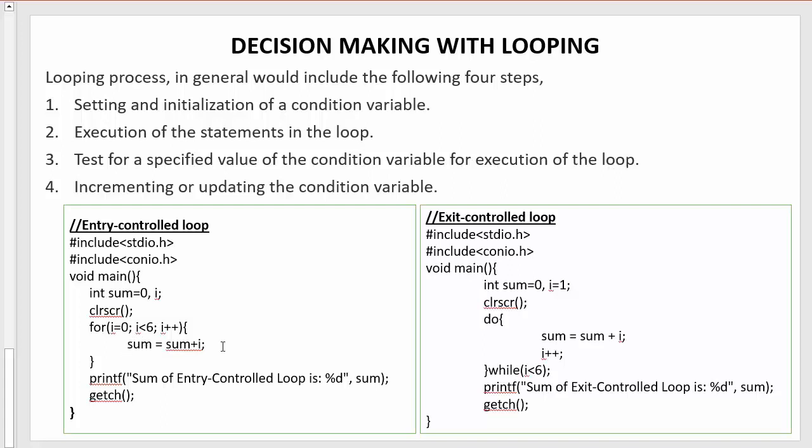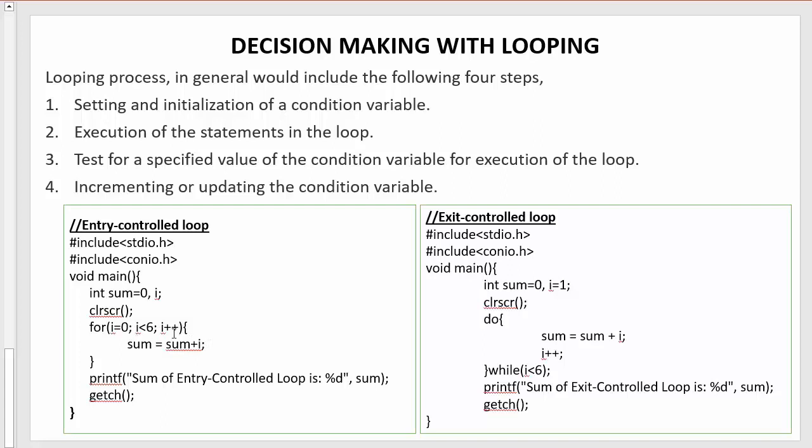So once this statement gets executed, the control goes back to for, where the value of I gets incremented by 1. Now the value of I becomes 1, and for I equals 1, again the condition gets checked whether I is less than 6, or 1 is less than 6. Yes, the condition becomes true, then this statement gets executed.